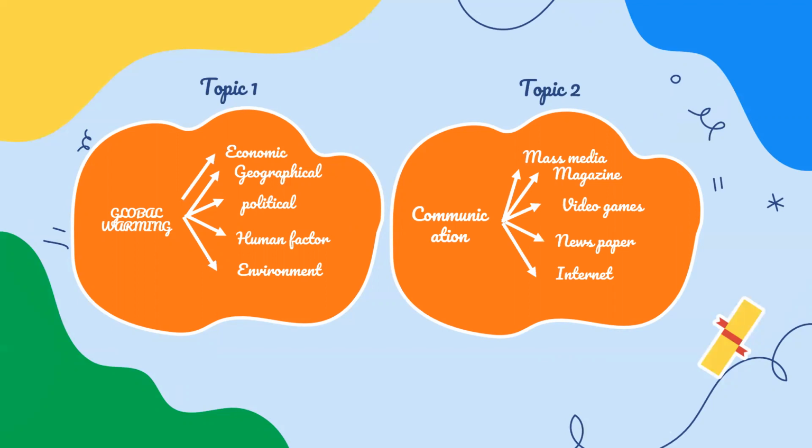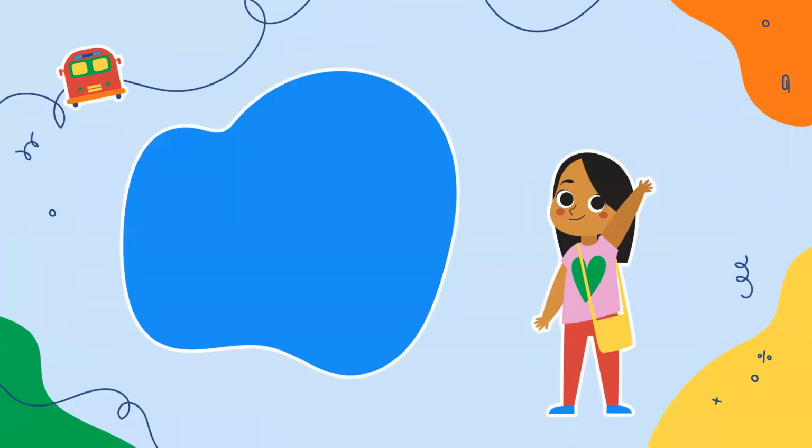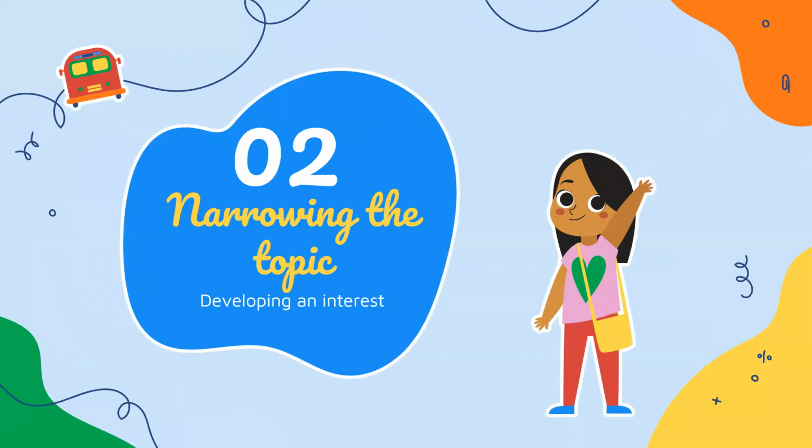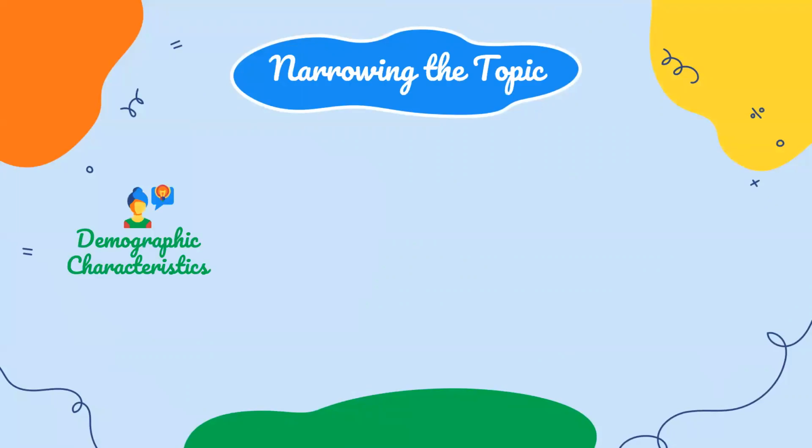Now, this is very broad. So, I need to go to the second step, that is, narrowing the topic or developing an interest in the readers. In order to narrow the topic, we need to follow certain steps. First of all, we can narrow down the topic on the basis of the demographic characteristics, that is, the characteristics that help us to identify the differences in population of the country, which could be based on gender, age, income, the occupation, and so on.